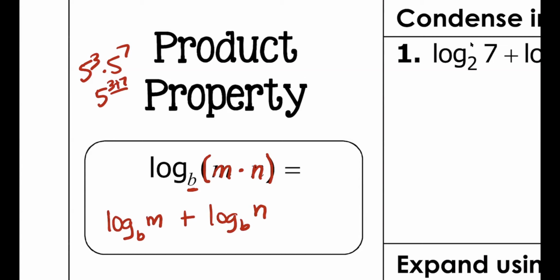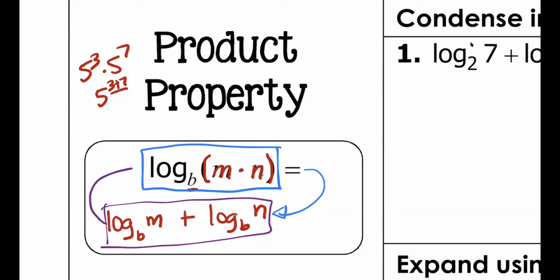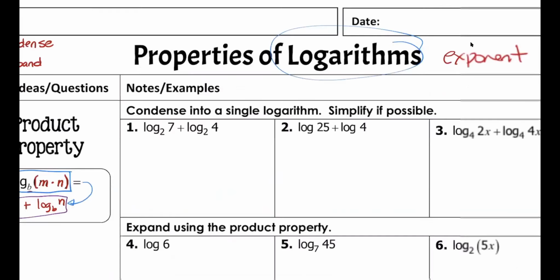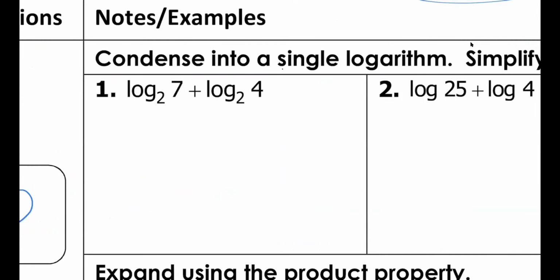Now, if I'm going to expand, that means I'm going to go from this compact version to this. If I'm going to condense, I'm going to go from this big version back to the smaller version. That's all it means when they ask you to condense or expand. Let me show you what I'm talking about. If I look here, 1, 2, and 3, the directions are condense into a single logarithm. They're just saying, get your expression and put it together, condense it into one single logarithm.